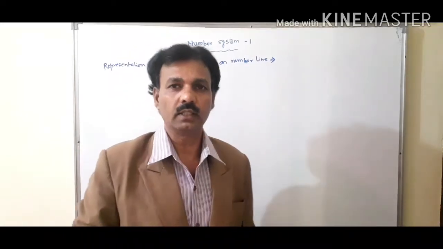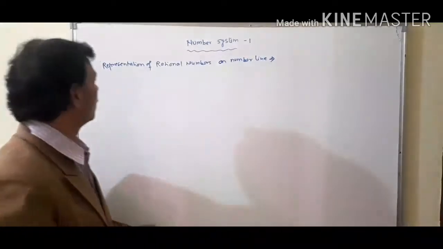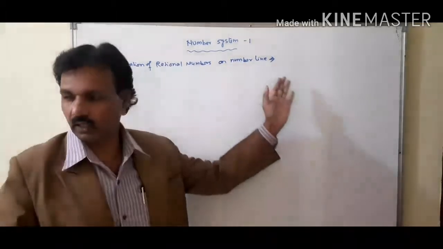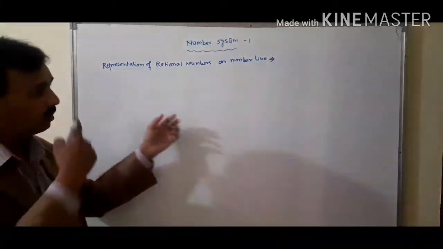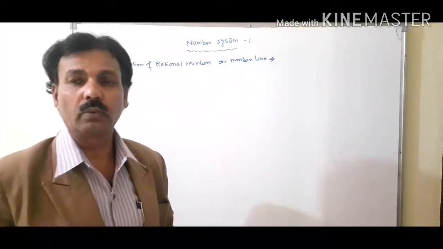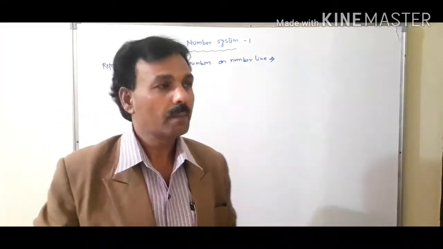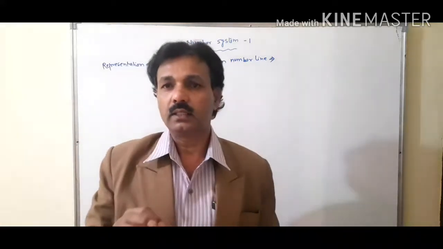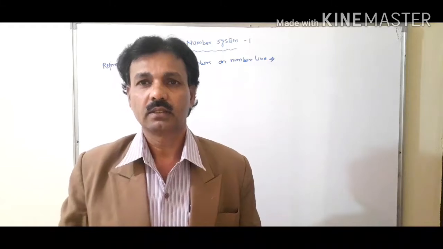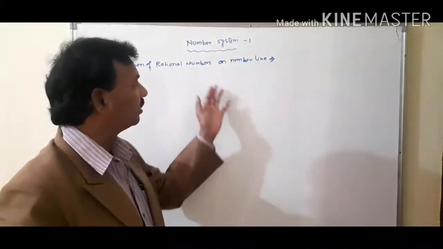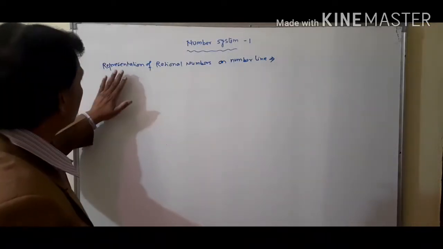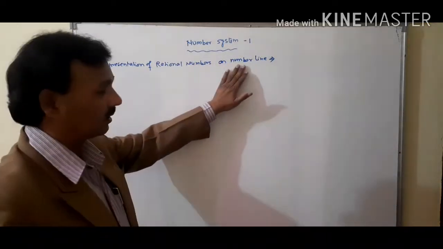Hello students, in this video we will discuss the representation of rational numbers on the number line. How to represent rational numbers on the number line? As you know, what is the number line? A line on which we represent numbers is known as a number line. Now here we want to represent rational numbers on the number line.